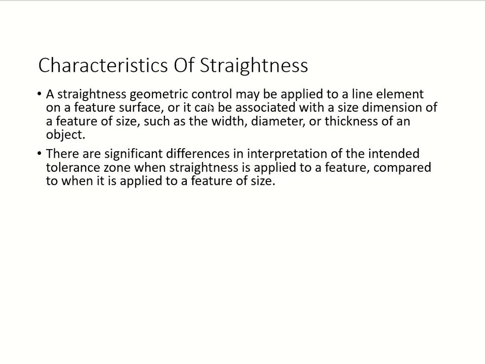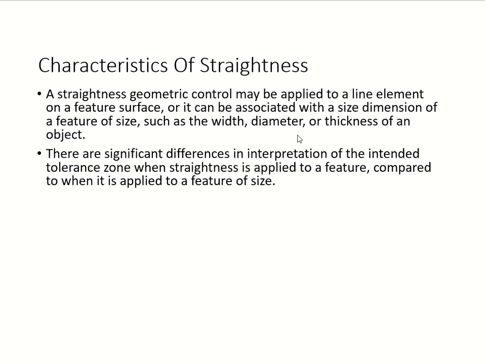Okay, straightness characteristic. So you have your geometry control for the straightness, and we're going to apply that. Since you're dealing with the straightness, we're going to apply that to the line element. Element means it's just a line. Don't worry about these words, just a line. And of course, that line is on a surface because you're dealing with the straightness of a surface. But when you deal with that, we usually use a line on that surface to apply the tolerance on it.